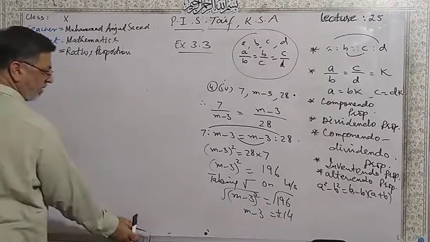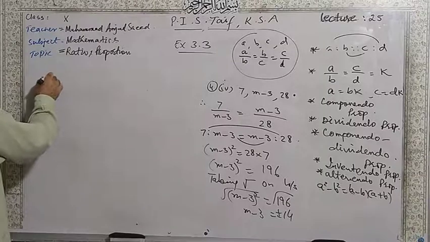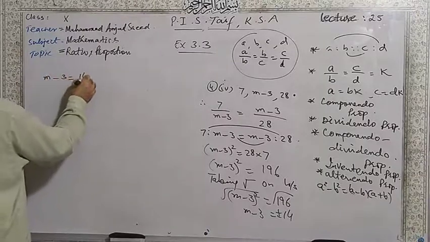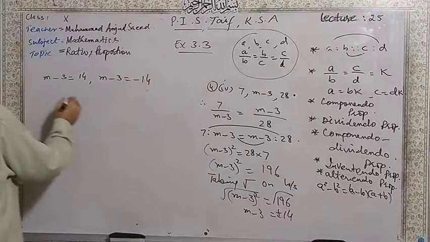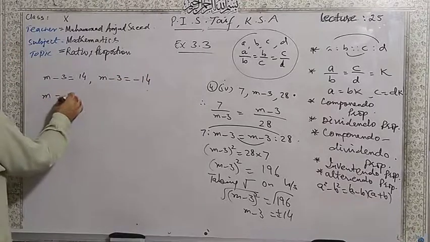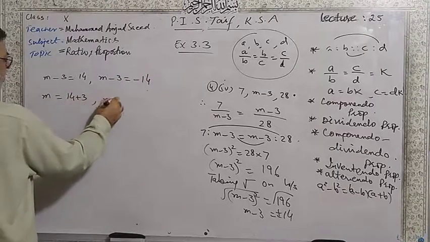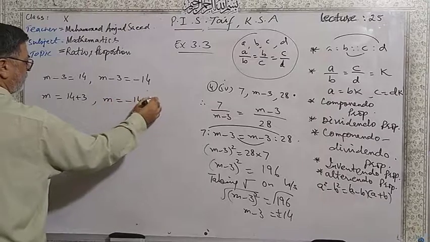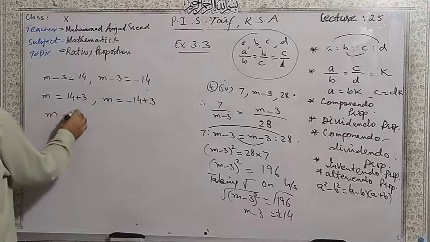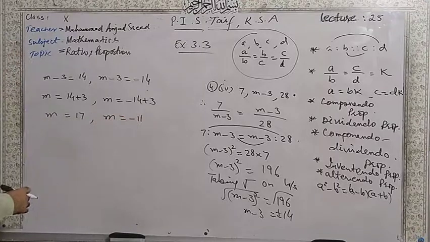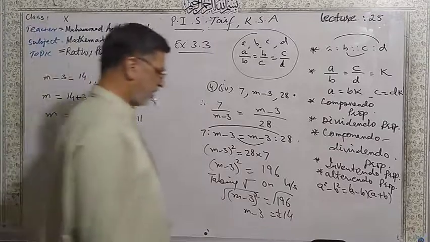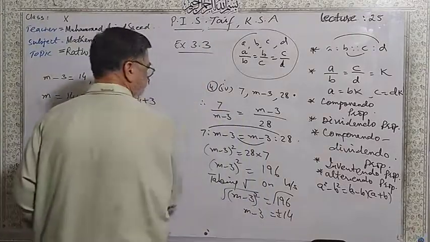Plus minus 14. So n minus 3 is equal to plus 14, and n minus 3 is equal to minus 14. n is equal to 14 plus 3, and n is equal to minus 14 plus 3. n is equal to 17 and n is equal to minus 11. That is your answer. I hope that you understood this question.